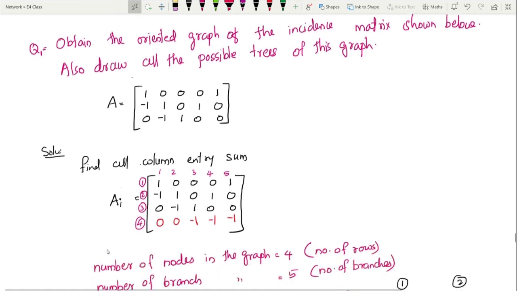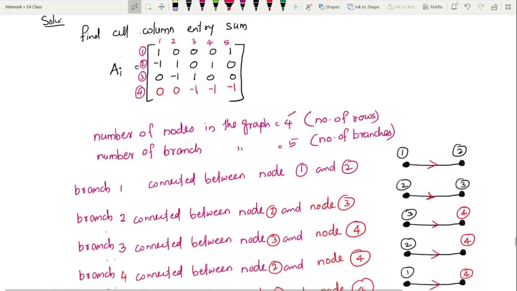What is the number of nodes? The number of nodes is 4. That represents the number of rows. Similarly, how many branches are there? How many columns are there? 5 columns are there. So that represents the number of branches. Now let's see this relation. How is branch 1 connected? Branch 1 is connected between node 1 and 2. So it is going away from node 1 and coming to node 2. So the current direction is in this manner.